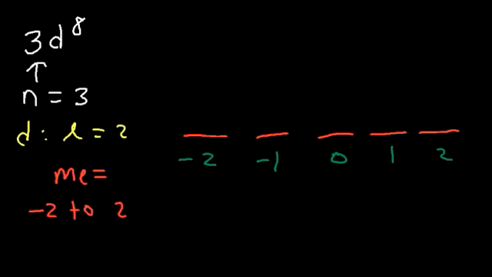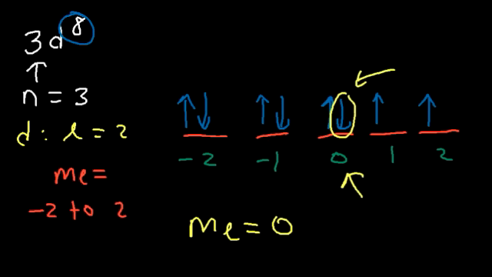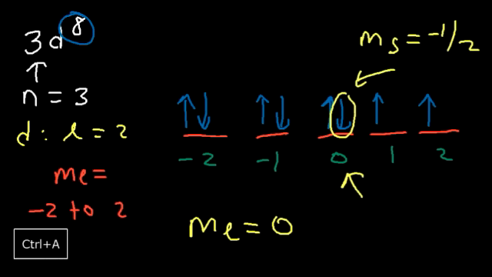So we need to fill up 8 electrons since we have 8 in the d level. So we're going to start with the up arrows. So 1, 2, 3, 4, 5, 6, 7, 8. This is the 8th electron. Now notice that it's in the 0 orbital, so that means ml is equal to 0. And also notice that we have a down arrow. For a down arrow, the spin is minus a half, and that's why the answer was A. But let's go over some examples. So let's review a few things.